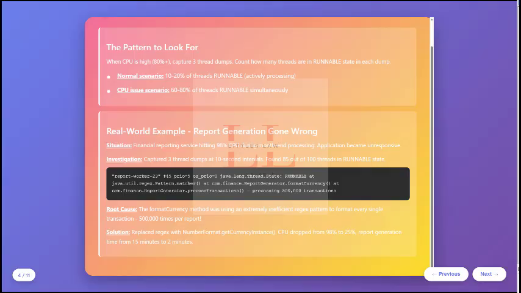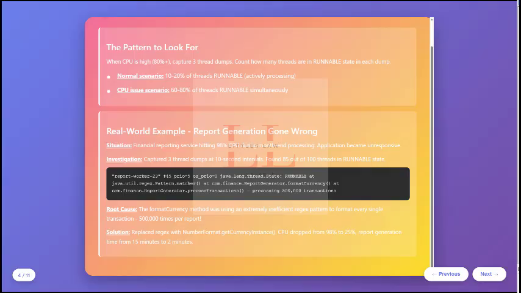When I looked at the stack traces, I saw they were all executing the same method, which was formatting currency. I think that was the method, as I remember. So here is what was happening. The formatCurrency method was using an extremely inefficient regular expression pattern to format the currency values, and it was doing this 500,000 times, once for every transaction in the monthly report.